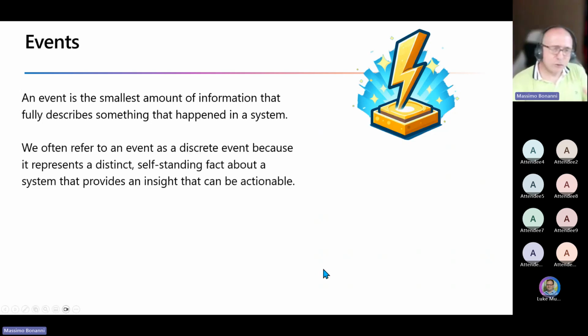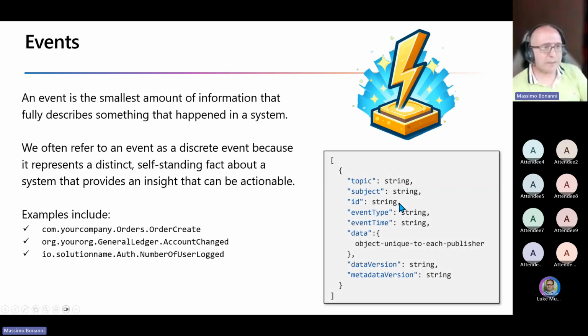An event can be a discrete event or a streaming event, but in automation, generally you have discrete events. Discrete event means that now an event happens, after 10 minutes another event happens, and so on. So you don't have a streaming, and also every event is a complete event, so you don't have a chain of events. Every event is actionable, so you have all the information in a single event. Just to make an example, these are some custom events: order created, account changed, or number of users logged.